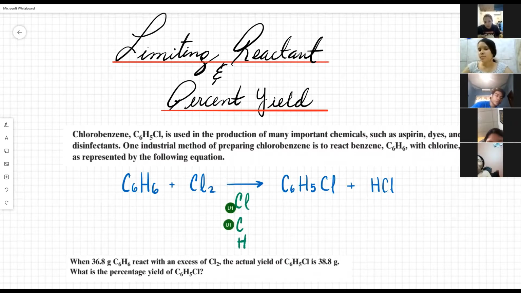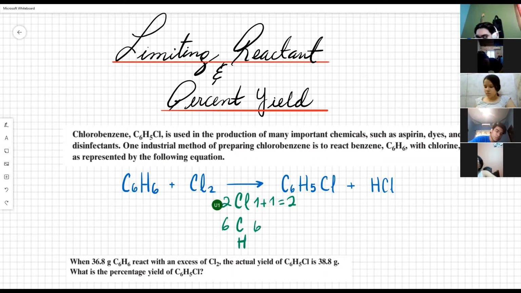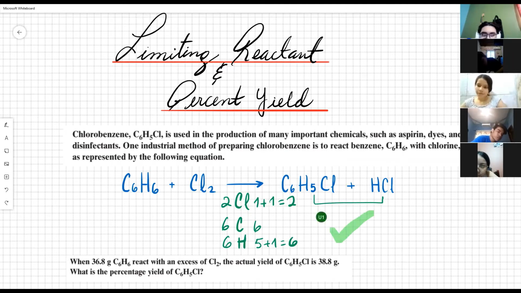So you have chlorine, you have 2 on one side, and you have 1 plus 1, you have 2 on the other side, okay? So yes, it is balanced. Carbon, you have 6 on this side, and on the other side you also have 6. And hydrogen, you have 6 here, and you have 5 plus 1, which makes 6. So yes, the equation is already balanced, but it's always a good thing to check.